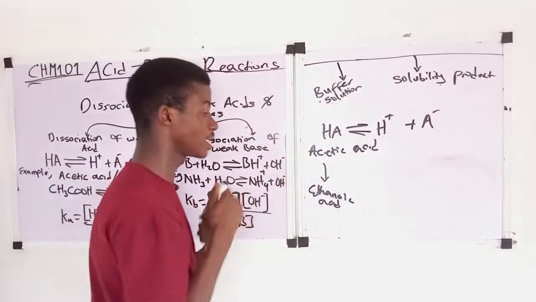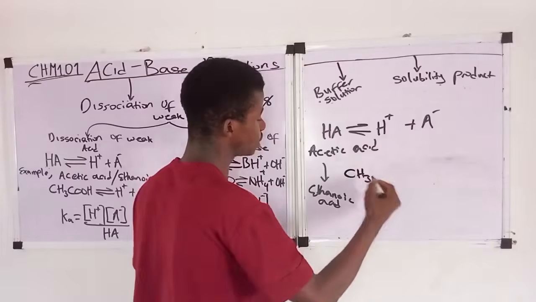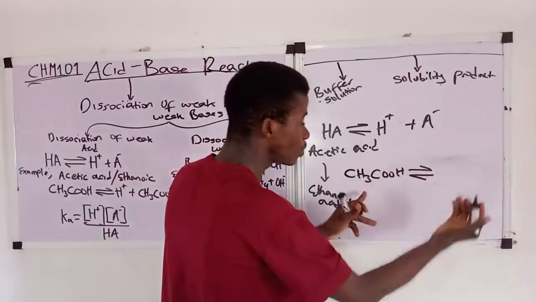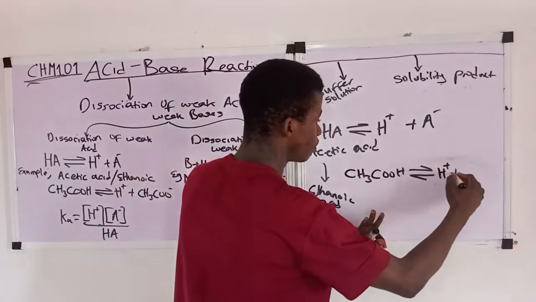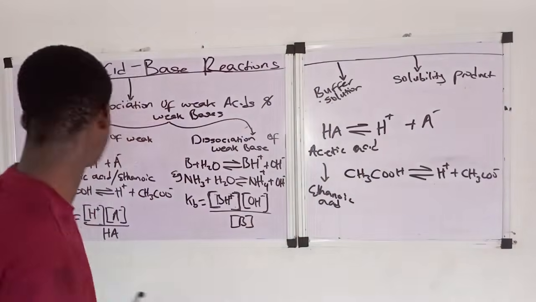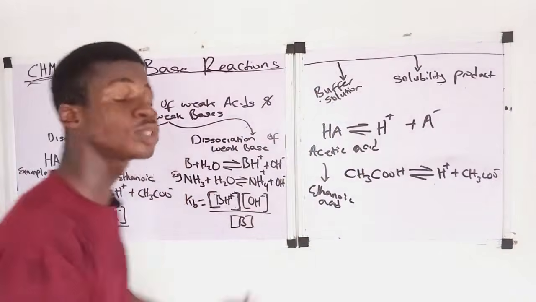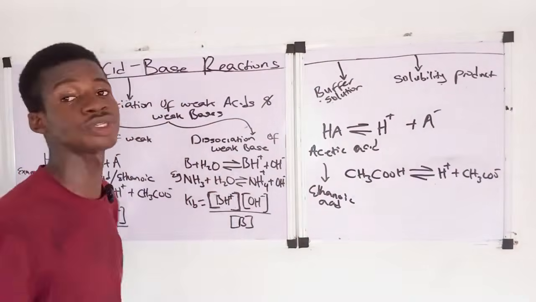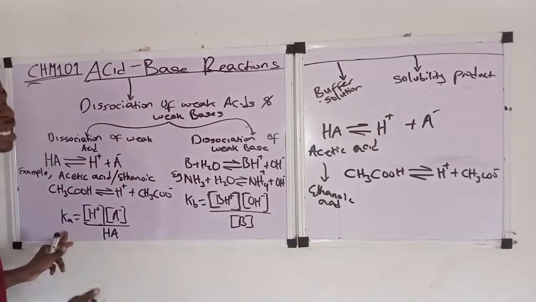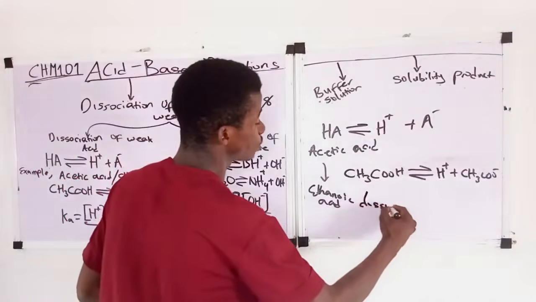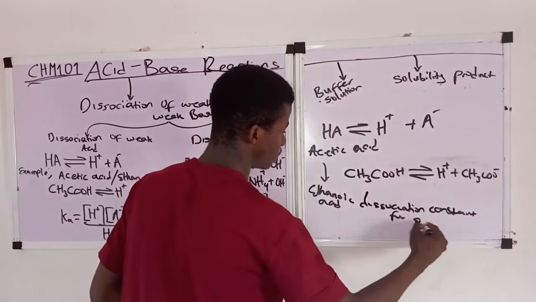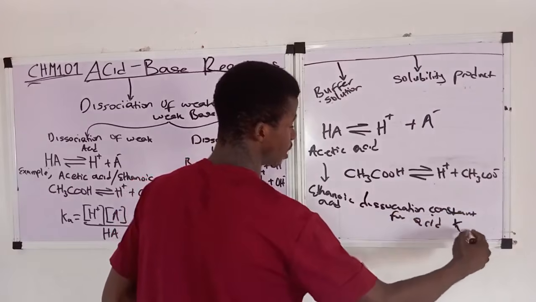If you look at acetic acid, which is CH3COOH, this acid does not completely dissociate. When it dissociates, it gives out hydrogen plus acetate ion. Now there is a constant known as the dissociation constant. Look at this one: you see Ka, you see Kb. Ka is known as the dissociation constant for acid.